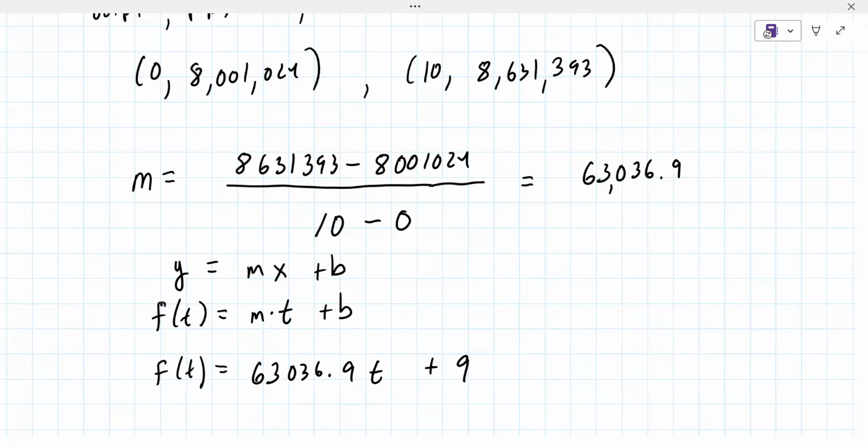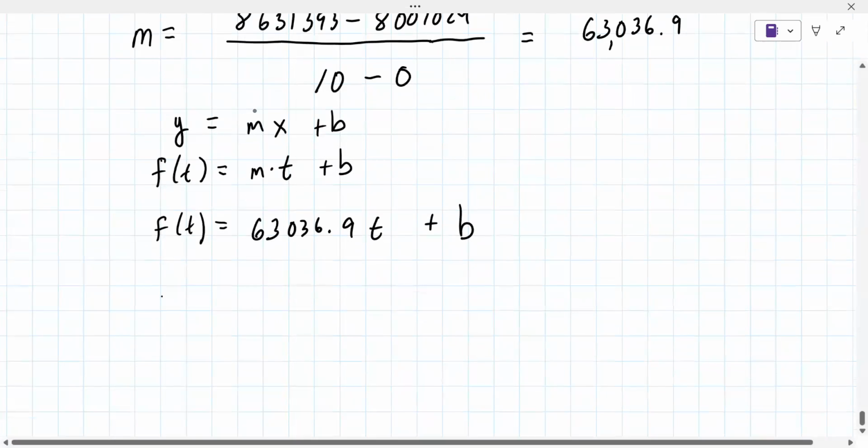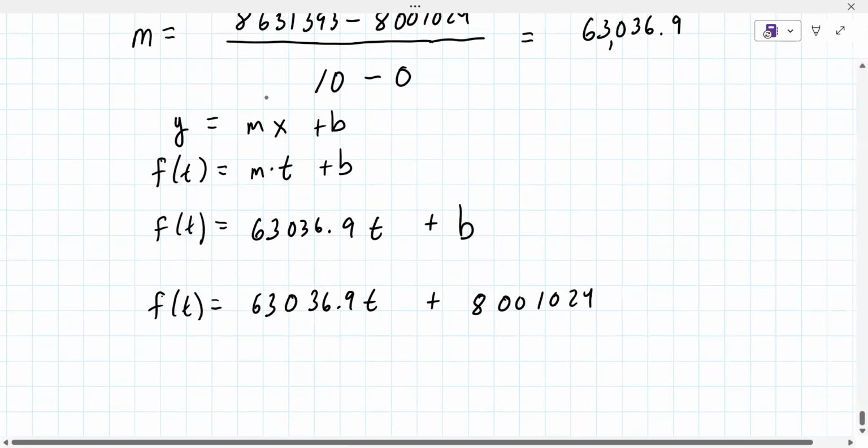All right. And then from here, we actually have the, sorry, not plus 9, plus b. Oops. Brain's malfunctioning. We do have the b value. The b value comes from the first ordered pair because it's 0 there. You remember that from earlier? And if you don't like that, well, you put 0 in and this whole thing goes away and that becomes your b value. So you have f of t equals 63036.9 times t plus 8,001,024, like that.